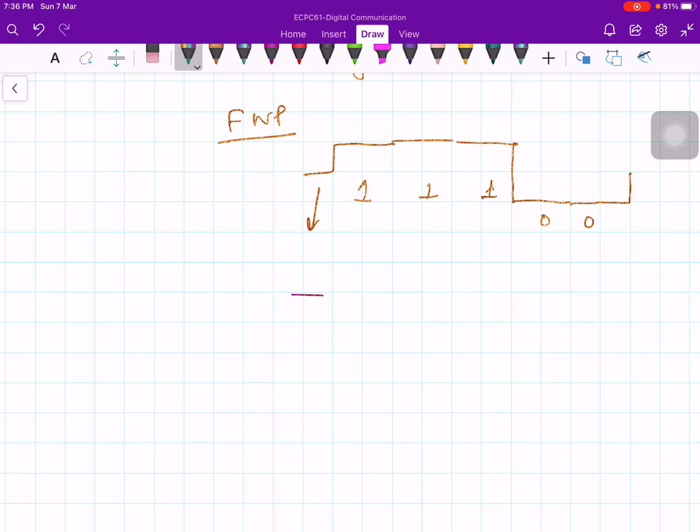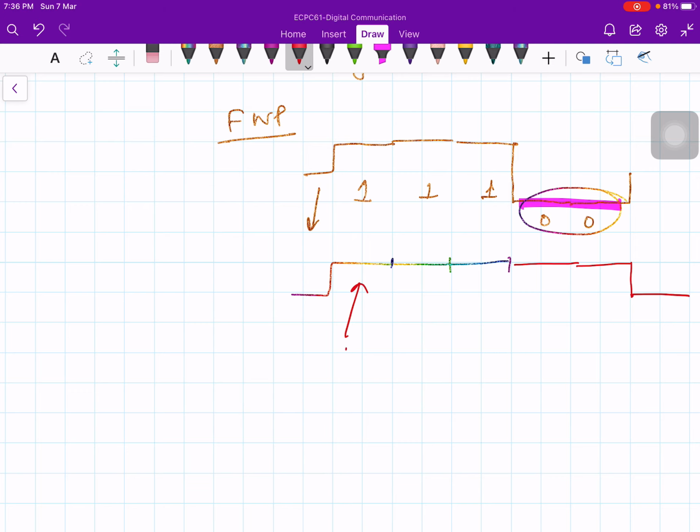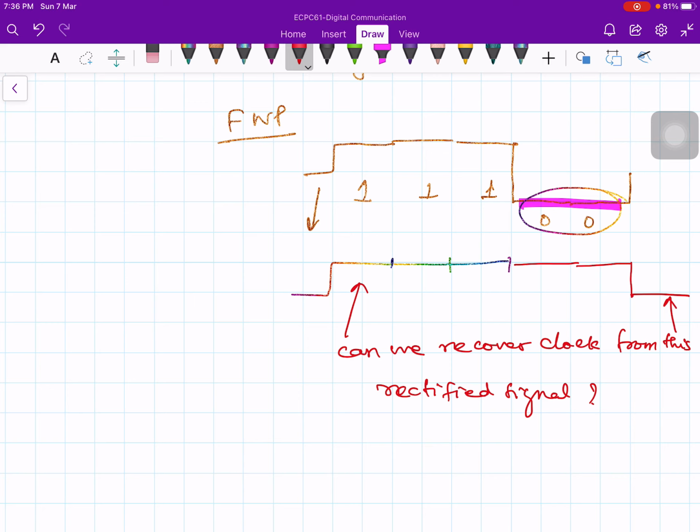Positive will be positive, next positive, then this portion will become positive. So in that case it is going to be positive and then positive like this. Now can we recover the clock from this rectified signal? No. Why? Because there is no crossing. The signal stays continuously at +1. How can you recover the clock? No, you can't recover.